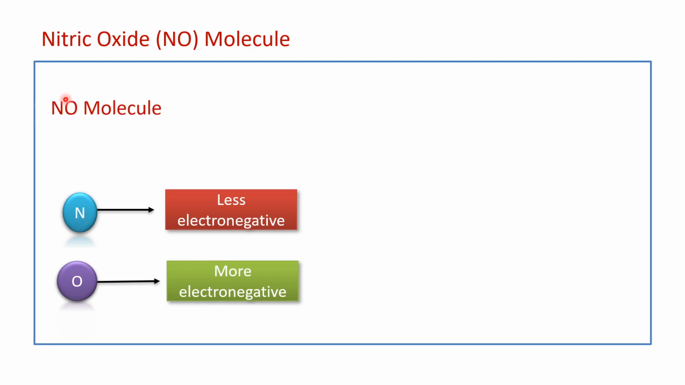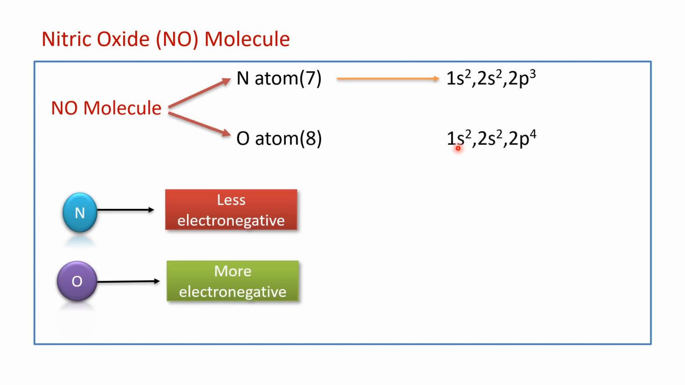This nitric oxide molecule is formed by the nitrogen atom and the oxygen atom. We have the first atom, the nitrogen atom with atomic number 7. That means its electronic configuration is 1s2, 2s2, 2p3. And the second atom is the oxygen atom with atomic number 8. That means its electronic configuration is 1s2, 2s2, 2p4.